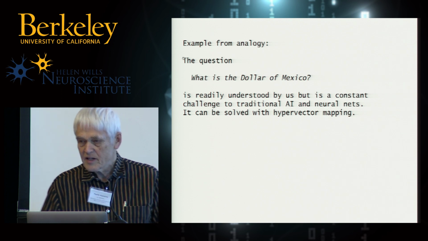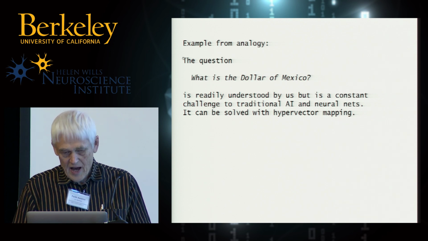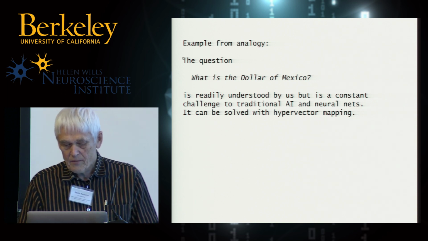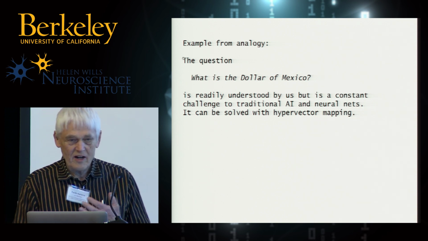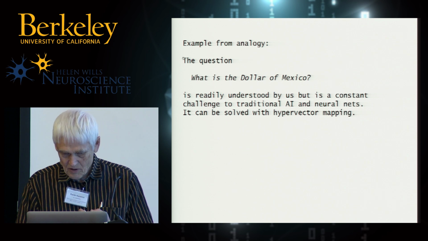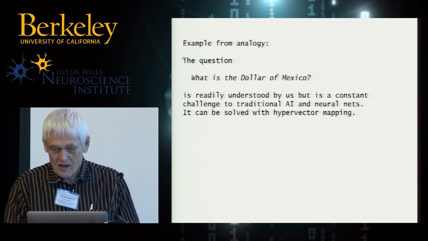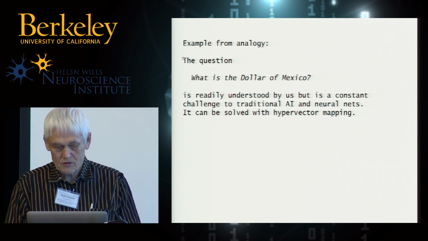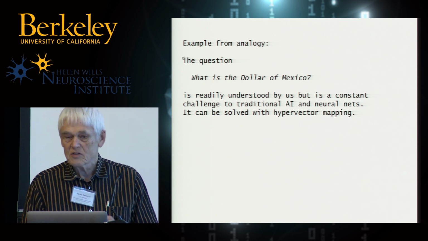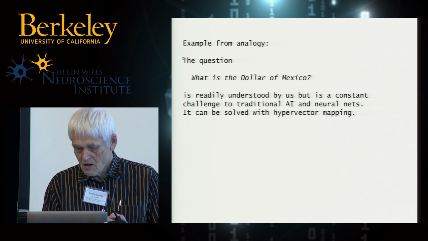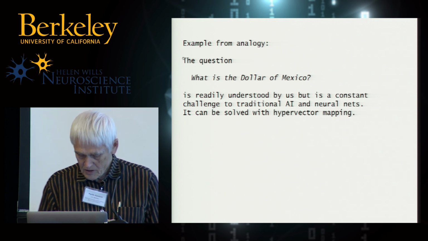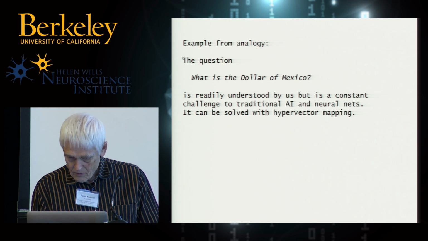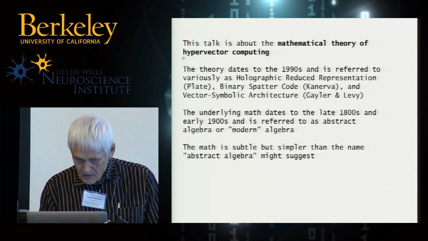And here is an example, learning by analogy. What is $1 in Mexico? We understand it immediately. I don't think anybody really has a problem with that question, but that is a perennial problem with traditional AI and also traditional neural nets. But it can be solved with hypervector mapping or multiplication, and I will return to that before the end of the talk.